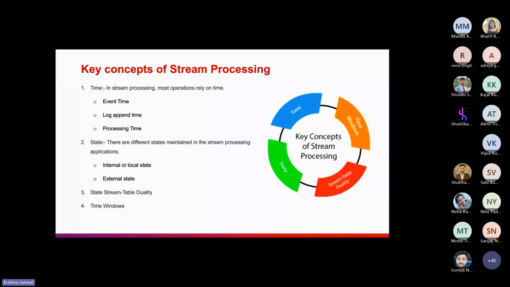Stream table duality. A table is a collection of records which is uniquely identified by a primary key. Time window. The term time window means windowing the total time into parts. Therefore, there are some operations on streams which depend on time window. Such operations are called windowed operations. For example, for the join, operations performed on two streams are windowed.